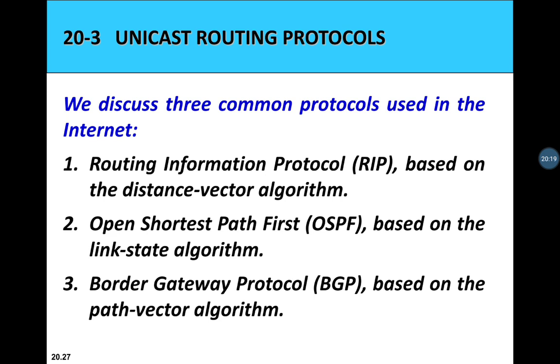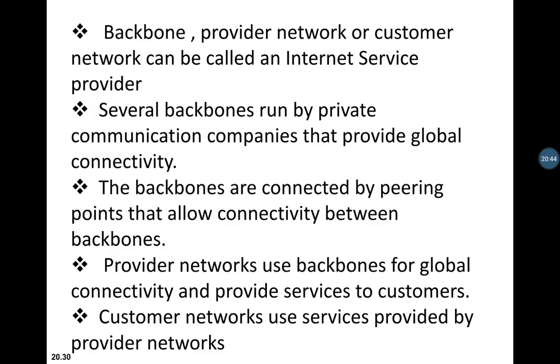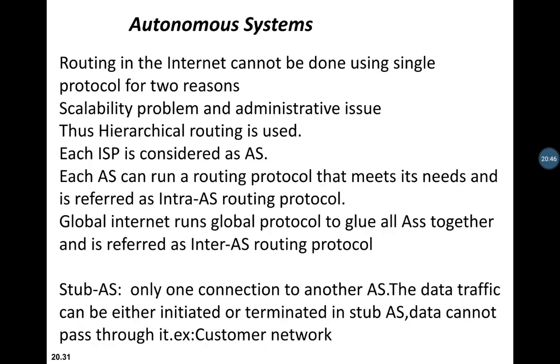Next, the introduction was given about the internet. In the next class, we study about the routing information protocol, open shortest path first, and the border gateway protocol, which are based on different algorithms. So the internet structure was discussed, and also which is a stub autonomous system, which is multi-homed, and which is transient.